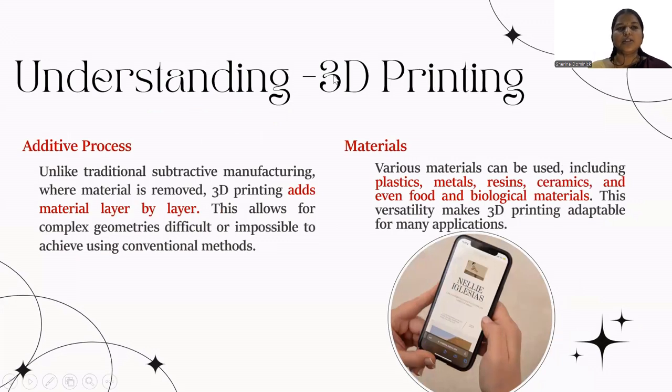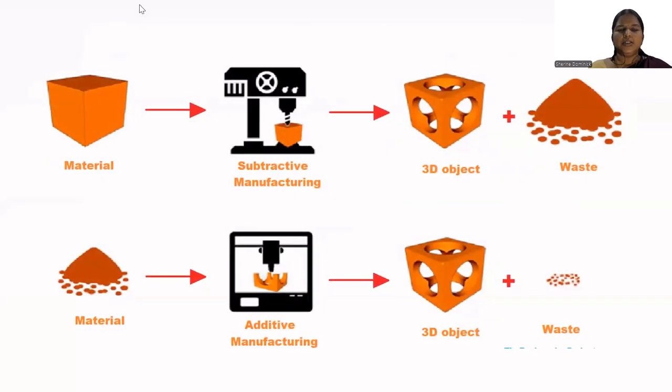Let's see about 3D printing and its process. Unlike the traditional subtractive manufacturing technology, in 3D printing, each product is developed by adding the material layer by layer. I'll show you this and get back to the next step. Now, let's see the product.